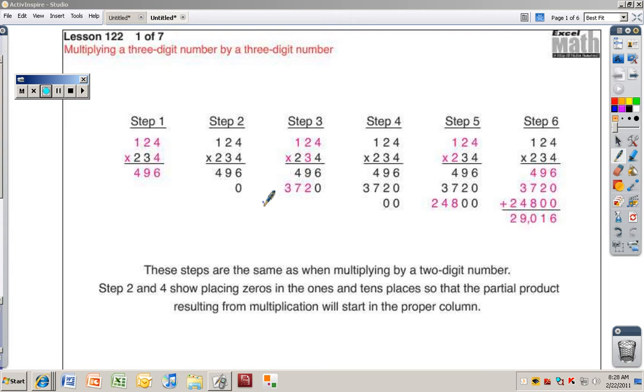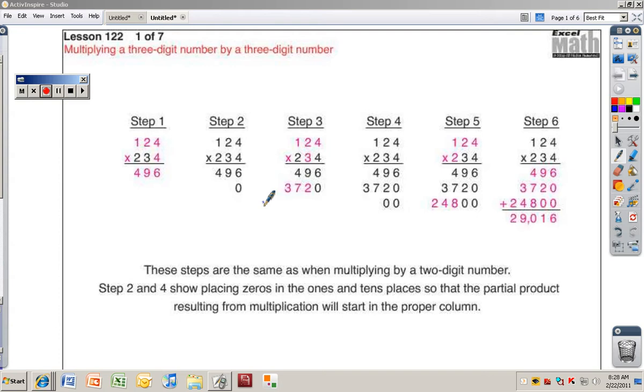Sixth grade Excel, lesson 122, multiplying a three-digit number by a three-digit number. This is basically the same thing as doing two-digit times two-digit or three-digit times two-digit. Doesn't really get any more complicated. There's just more chances to make mistakes, so you have to be real careful when you do these kinds of problems.